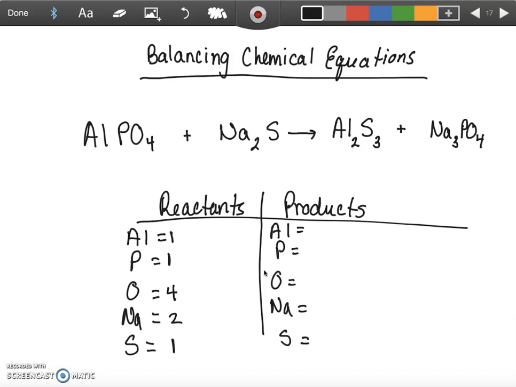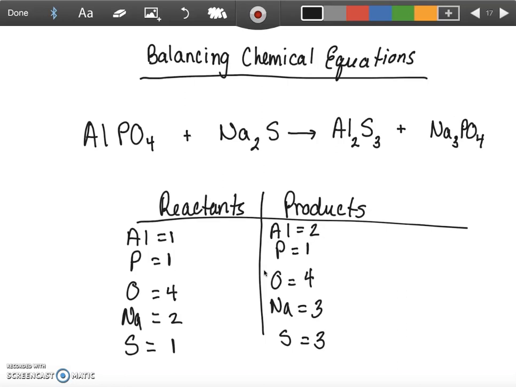On the product side, I have 2 aluminums, 3 sulfurs. I only have 1 phosphorus on this side, okay? This 3 right here only applies to the Na, and this 4 right here only applies to the oxygen, okay? So there's only 1 phosphorus here. There are 3 sodiums, and there are 4 oxygens, okay?